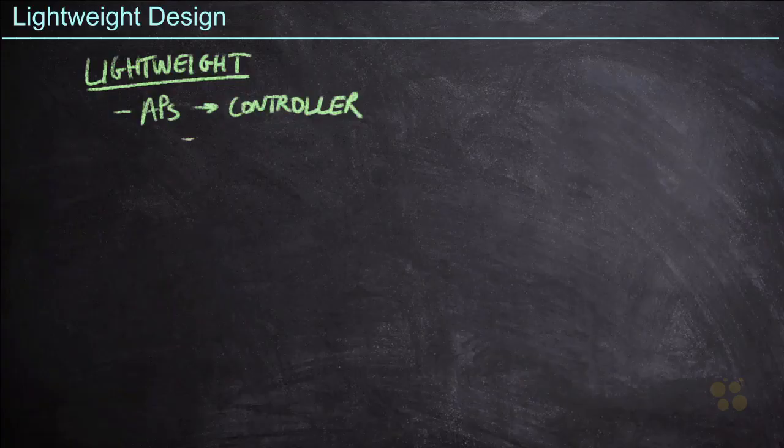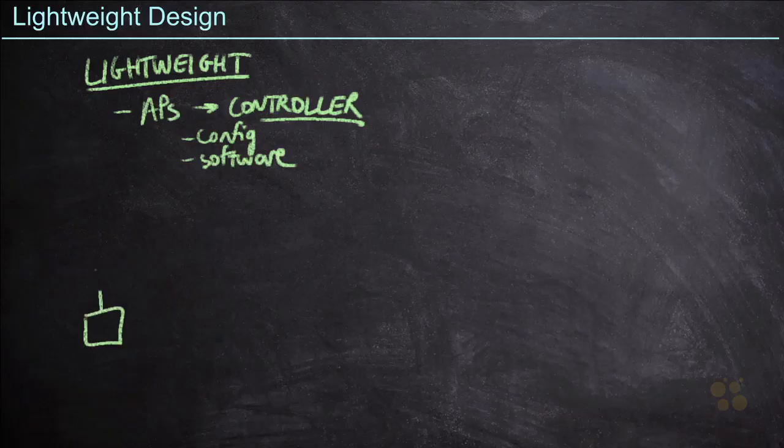This means that they get their configuration from the controller. This means they get their software from the controller. They are not able to do anything without communicating with a controller. So if I were to take a lightweight access point home and plug it into my home network, it's not going to be able to connect to the controller, and therefore it won't be able to do anything for me on my home network.